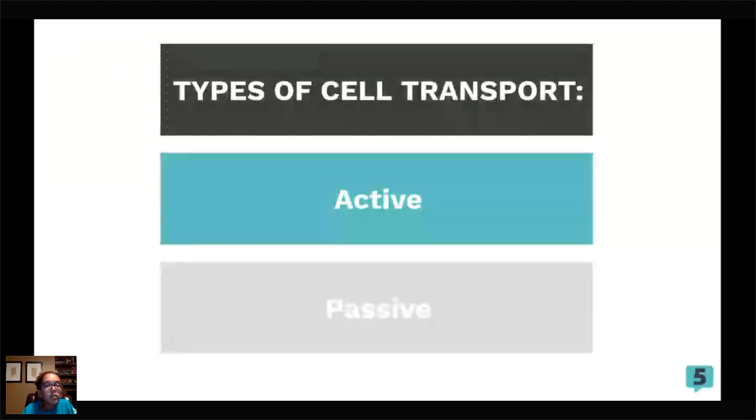Okay, so now we're going to get into cell transport. Remember, if you guys have any questions, please put them in the ask a question box, or you can put them in the chat and I'll try to answer them. So we have active and passive transport. So just what do you guys think of when you hear active? You can put it in the chat. Just what comes to mind, because stuff like this helps to remember.